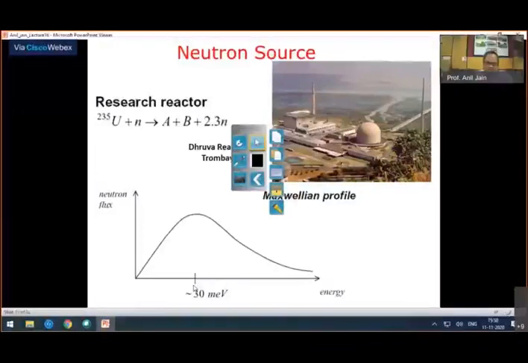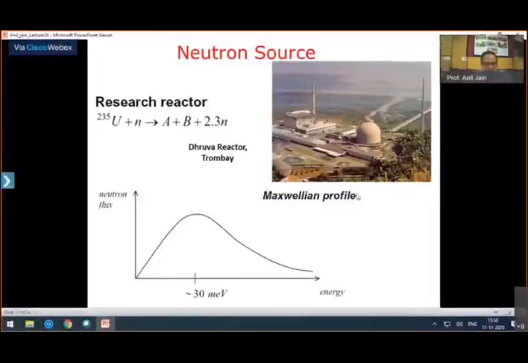Now, how do we do this kind of experiment? For a neutron scattering experiment, we have the neutron source, which is the Dhruva reactor, and this is the Maxwellian, the moderator. The neutrons emitted from the reactor have some Maxwellian distribution, so you have neutrons of all energies. For a thermal moderator, this wavelength range is something like 1 to 3 angstrom. Most of the neutrons are in this range.